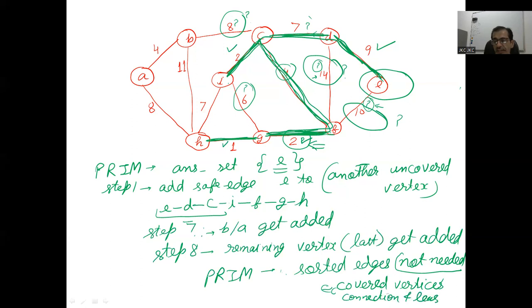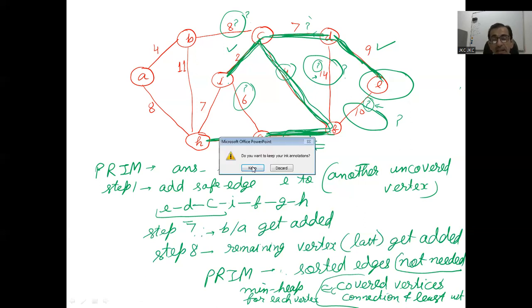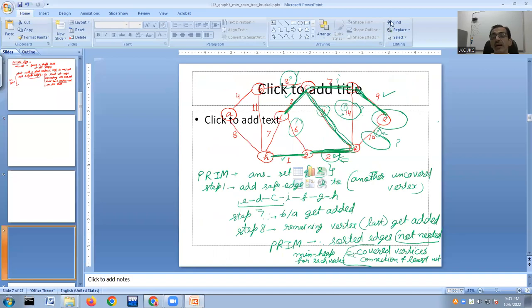So for each vertex, probably I can have a kind of a min heap. For each vertex, I can have a min heap kind of a thing through which the heap priority will be based on the connections with the least weight. So that will be probably the logic for implementation. So for each vertex, we will target something like this and programming will be done. So next class, we are going to do the programming and we will understand those programs in the coming class.